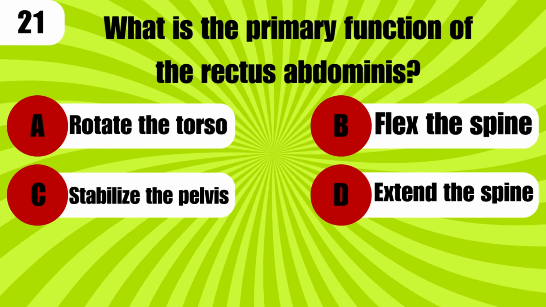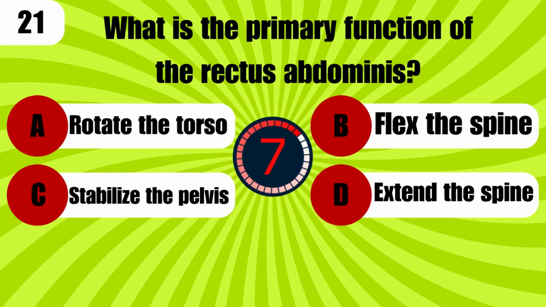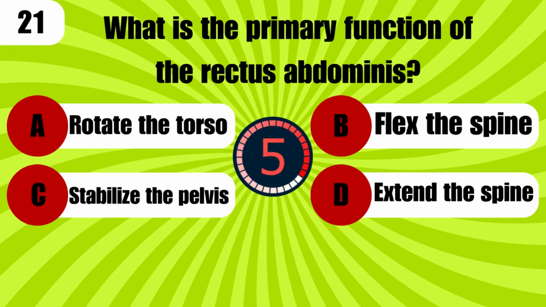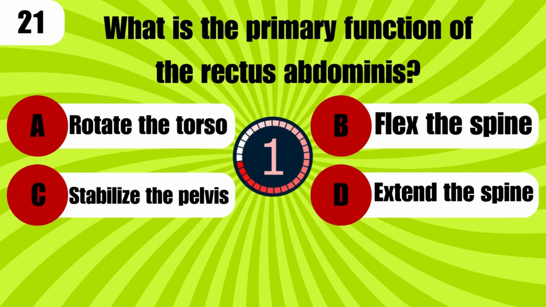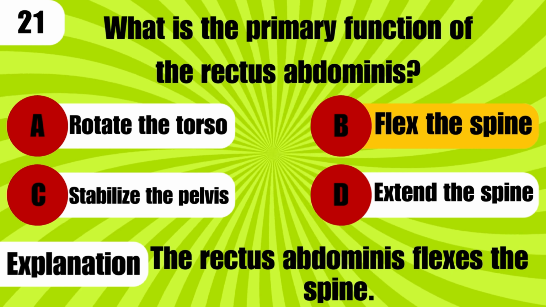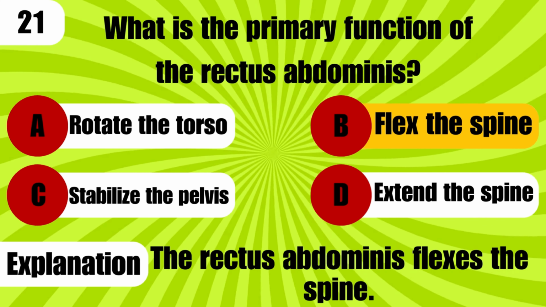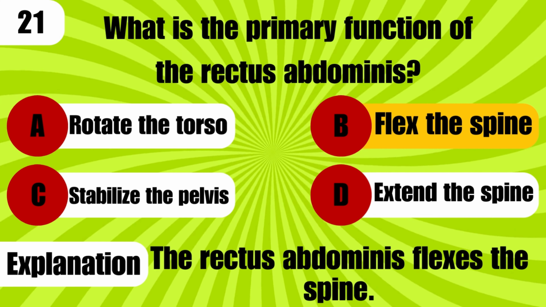What is the primary function of the rectus abdominis? Rotate the torso, flex the spine, stabilize the pelvis, extend the spine. The right answer is flex the spine. The rectus abdominis flexes the spine.